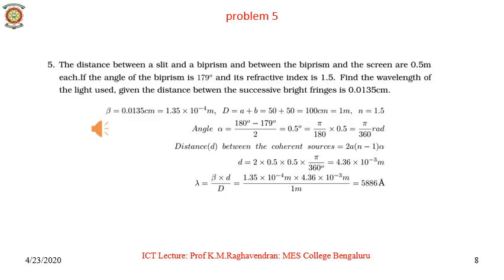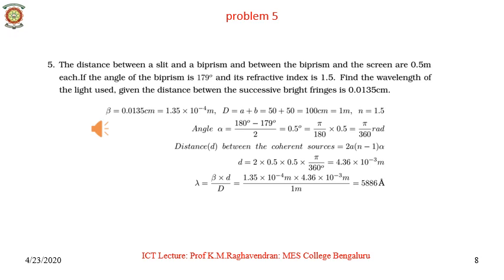Okay, here is the first problem on biprism. The problem statement is as follows: the distance between the slit and biprism, recall it is a, and between the biprism and screen, recall that should be b, is 0.5 meter each. If the angle of the biprism is 179 degree and its refractive index is 1.5, find the wavelength of light used, given the distance between successive fringes is 0.0135 centimeter.